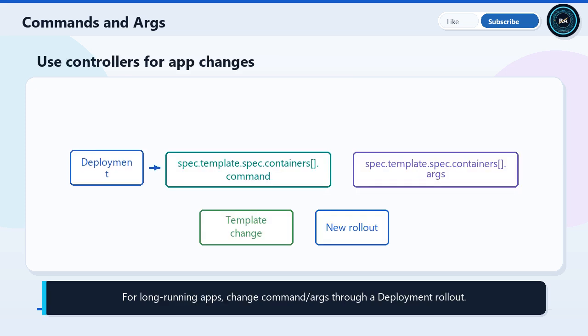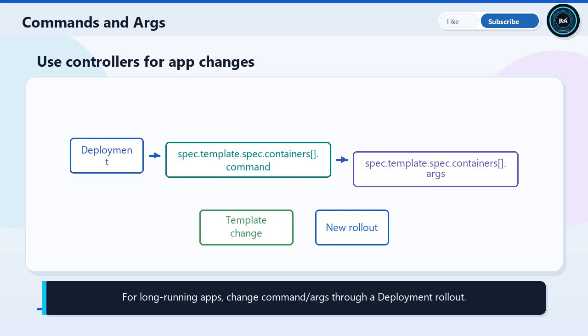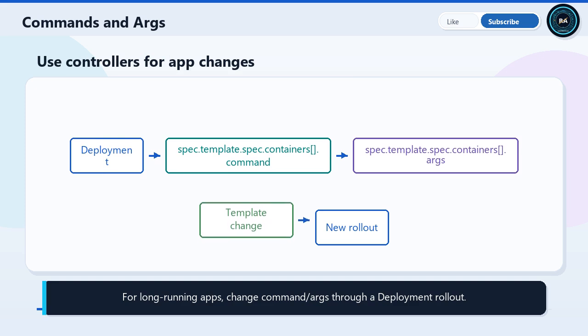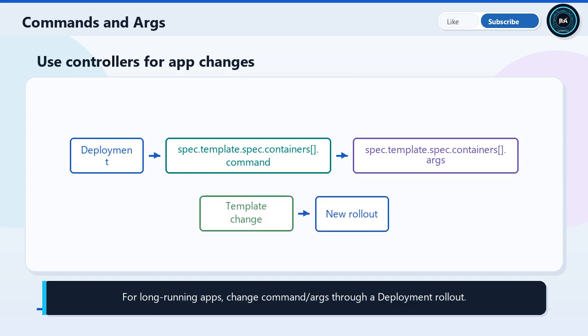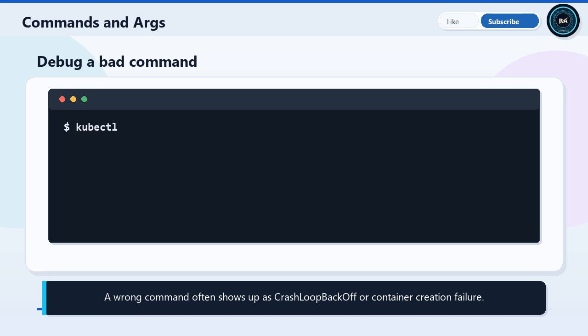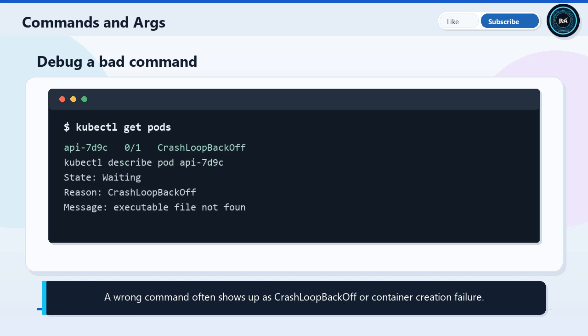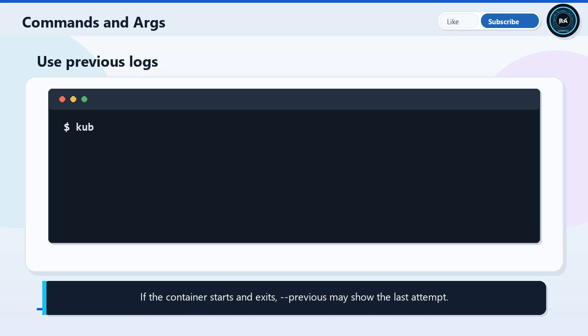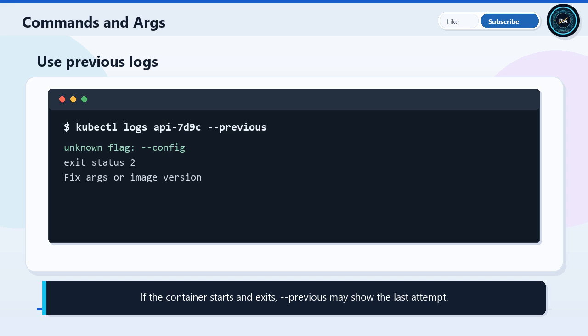For real applications, do not hand edit naked pods. Put command and args in a deployment pod template, then change them through a rollout so Kubernetes replaces pods safely. When a pod will not start, inspect the pod and events first. A missing executable, wrong path, or bad shell quoting usually appears in the container state or event messages. If the process starts and crashes quickly, use previous logs. That gives you standard output and standard error from the last terminated container instance.